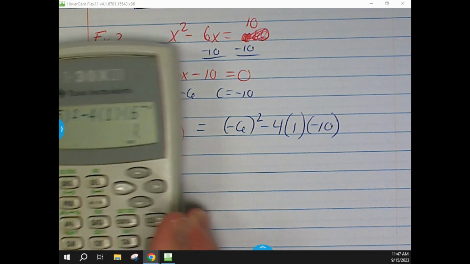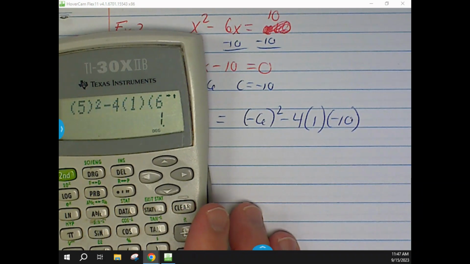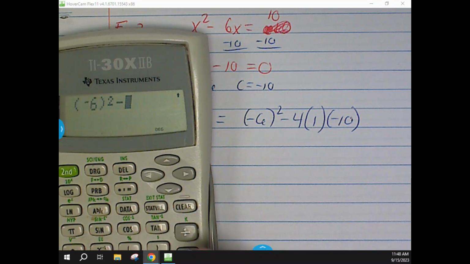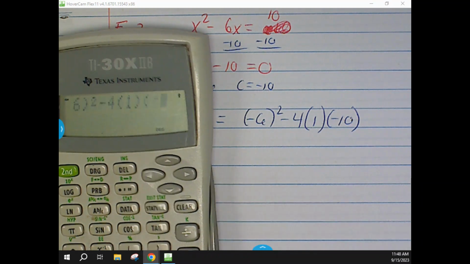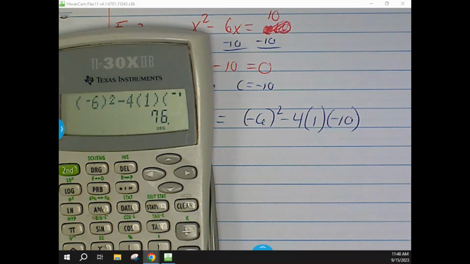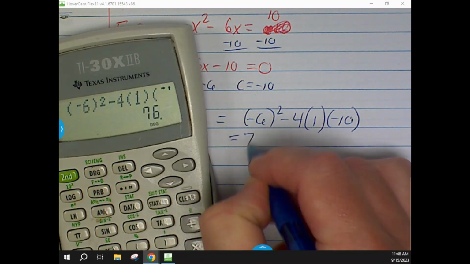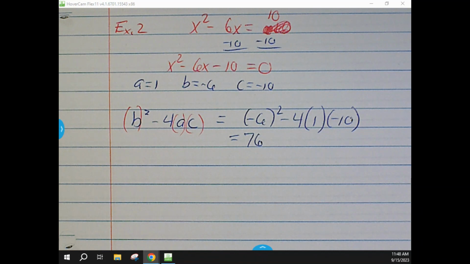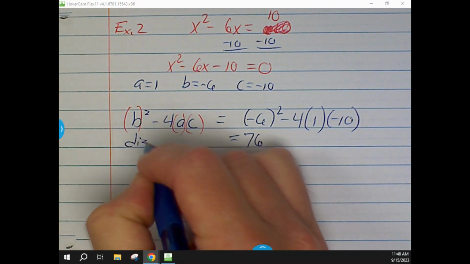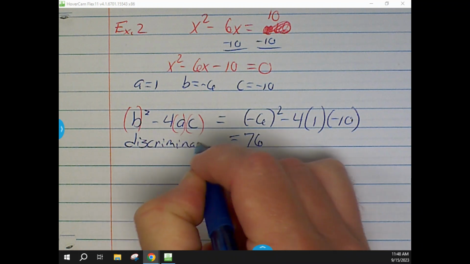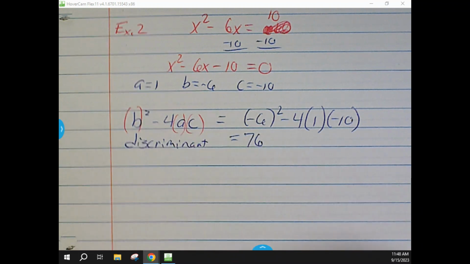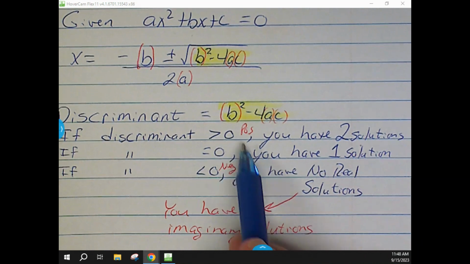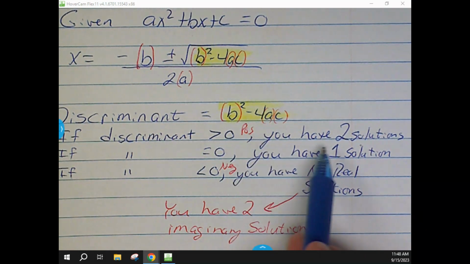From there, it's just making sure you plug it in, and it all works when we plug it back in here. So we got negative 6 squared minus 4 times 1 times negative 10. So it comes out to be 76. Okay, and there may be a homework question where it may just ask you, what is the discriminant? In that case, the discriminant is 76. Again, the discriminant is just b squared minus 4ac. That equals 76, and then, based on that number, how many solutions are we going to have? 76 is greater than 0 because it's positive, so again, we're looking for 2 solutions.